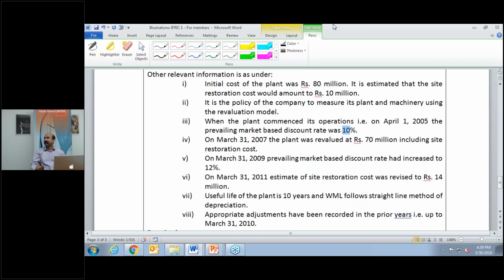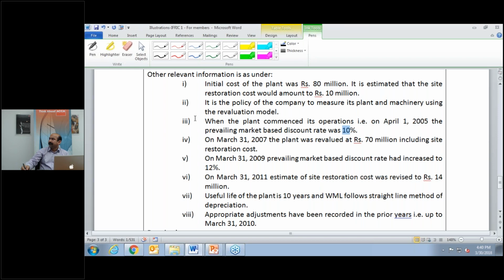We shall start this question and we will discuss year by year till 2011 with the help of journal entries and with the help of relevant accounts. So this will help us in understanding most of the parts of the treatment related to this area.